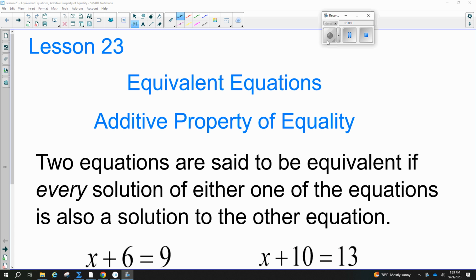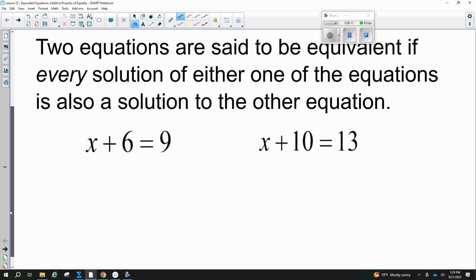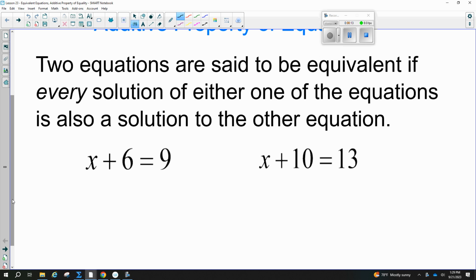Equivalent equations and the additive property of equality, all right? So equivalent equations are equations that have the same answers. Two equations are equivalent if every solution of either one of the equations is also a solution to the other equation. Are these equivalent equations?